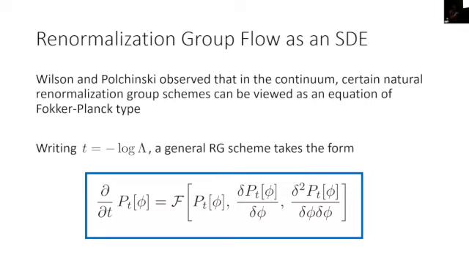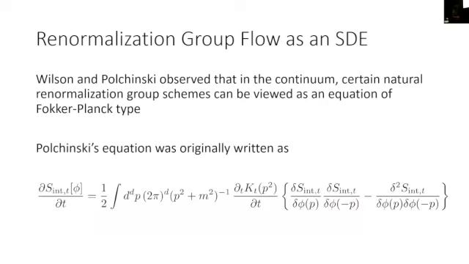RG flows always give you some equation of this form, where you get some complicated functional of your probability density. And Polchinski showed that in the case of soft cutoff Wilsonian RG, you can derive that equation from this equation. This is an equation for the flow of the interaction term.